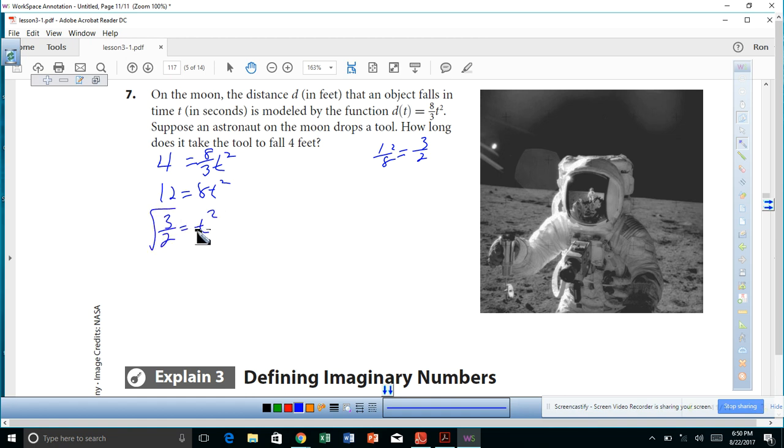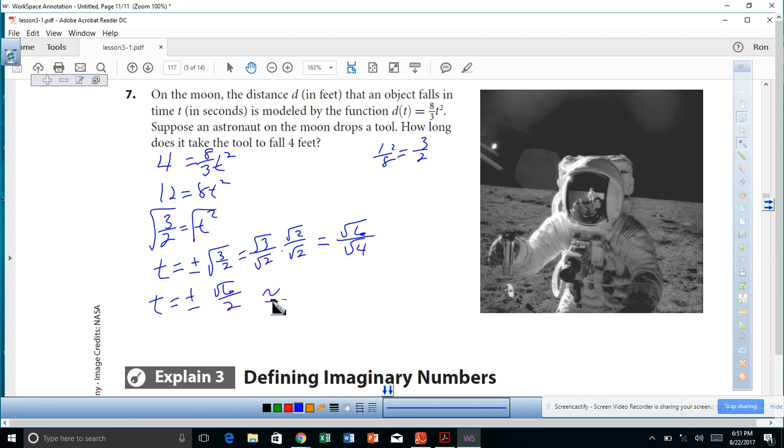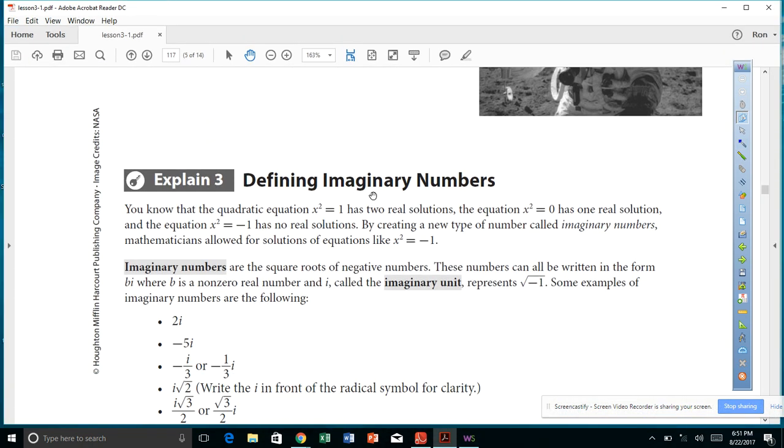And take the square root of both sides. And we got t equals plus or minus the square root of 3 over 2. Let's see, which equals the square root of 3 over the square root of 2 multiplied by the square root of 2 over the square root of 2, and we get the square root of 6 over the square root of 4, so t equals plus or minus the square root of 6 over 2. Put that in your calculator, and that's approximately 1.2 seconds.